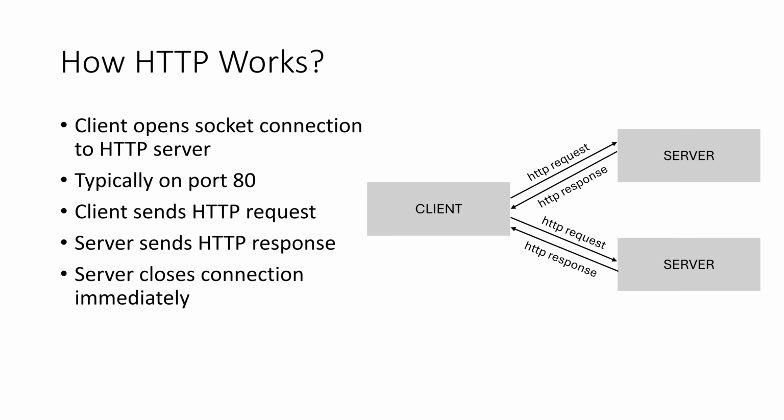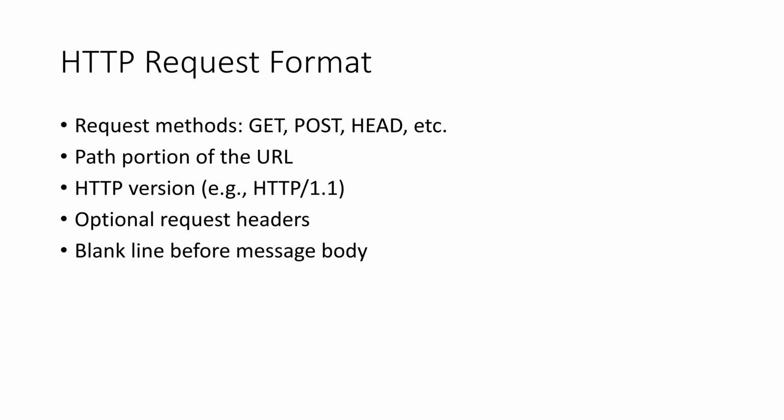When your browser sends a request to a web server, it follows a specific format called an HTTP request. The first line is the request line. It includes the request method like GET, POST, or HEAD, the path, which is the part of the URL that comes after the domain name, and the HTTP version, such as HTTP 1.1 or HTTP 2.